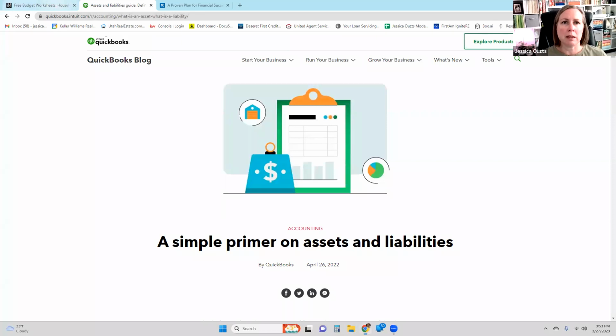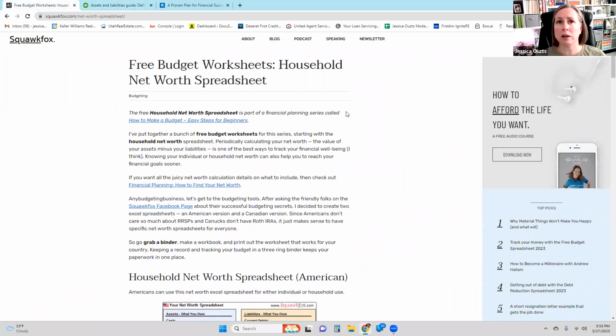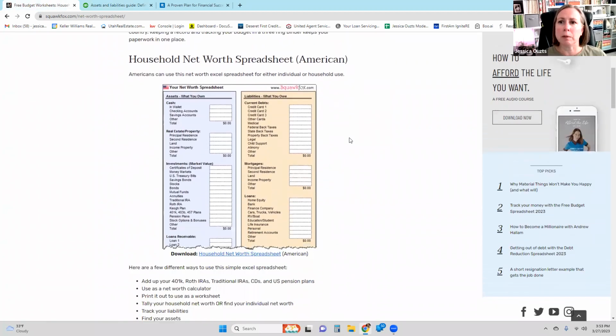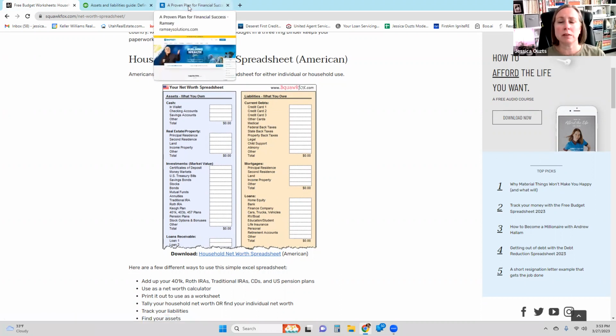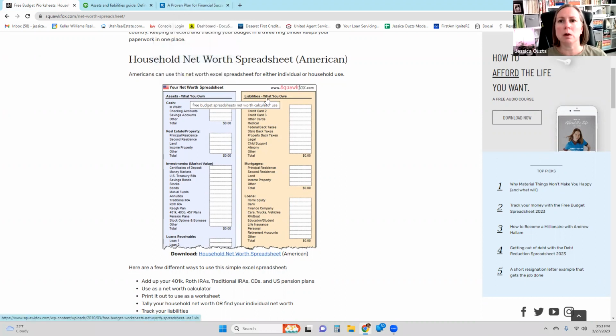There's a couple of different ways if you want. I found a ton of worksheets to find your net worth. This one I like, the Squawk Fox one. If you want to get super in-depth and detailed into what your net worth is, you can download this one. It was easy to use, it calculated as you went, but you can see that it is very in-depth, very detailed into what it is that you own versus what you owe. Again, what you own versus what you owe, the difference between an asset and a liability.